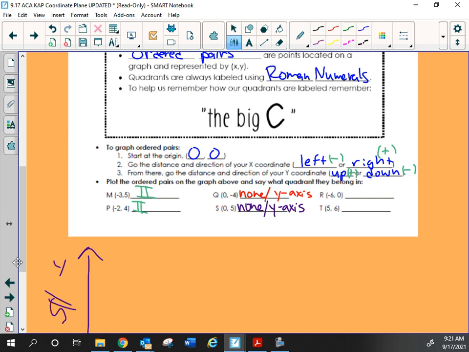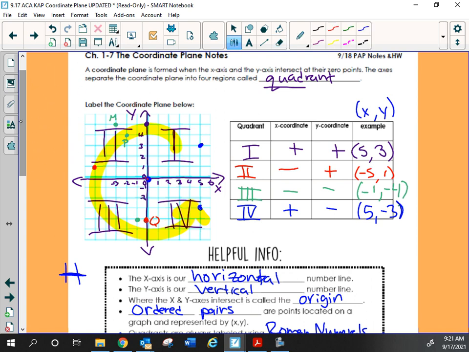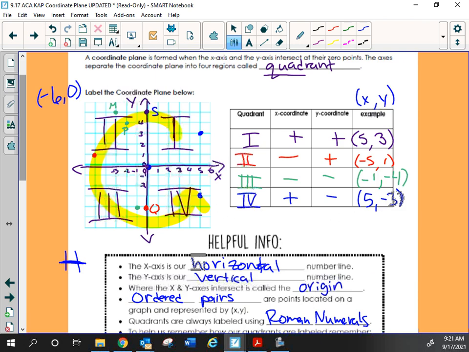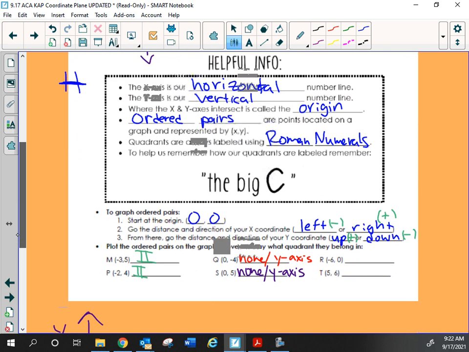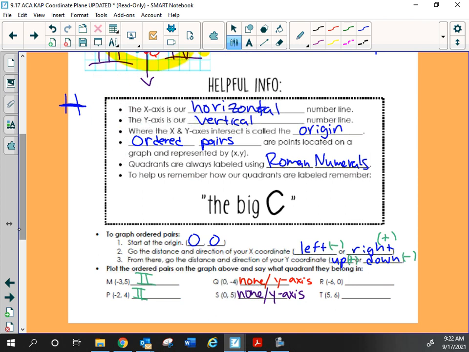Okay, so -6, 0. Let me erase these points. -6, 0. What letter was that? Let me label these. I'm going to label them like I should be. This is point S. Okay, so -6. I always start at the where? Origin. -6 tells me to move left 6, and then up 0 or down 0. So 1, 2, 3, 4, 5, 6. It's going to be right there, and that is point R. So what's our answer for that? None or x-axis. That's very good.